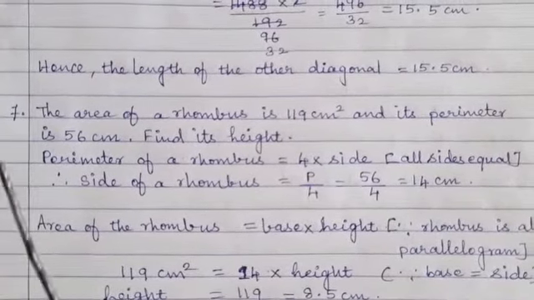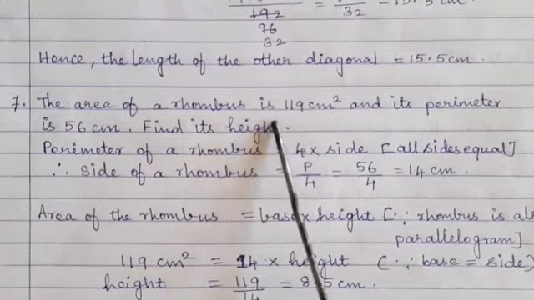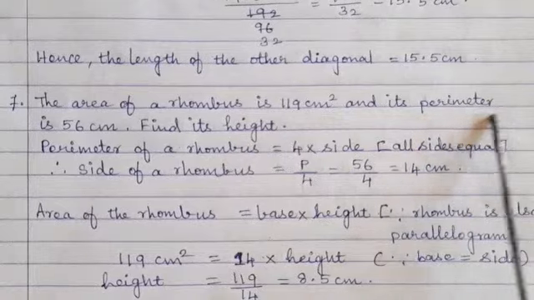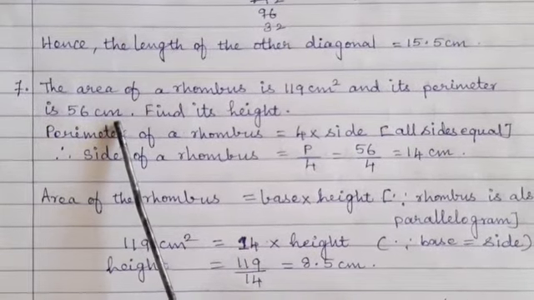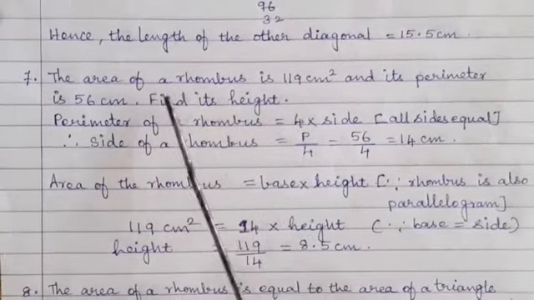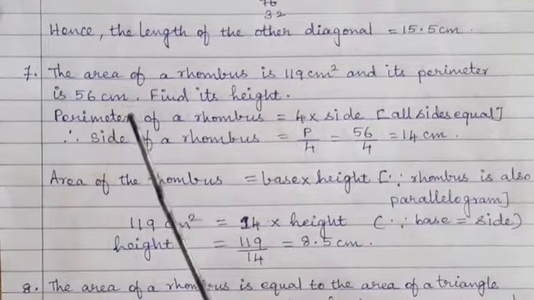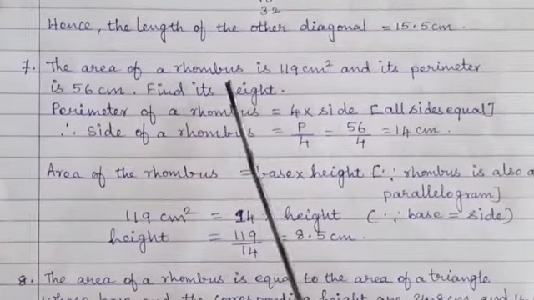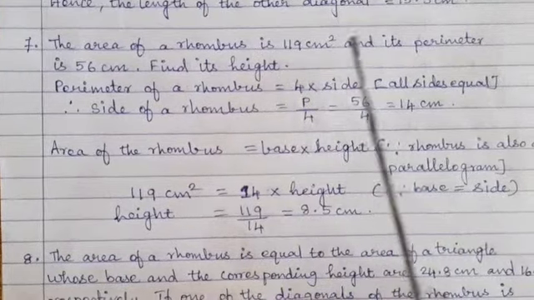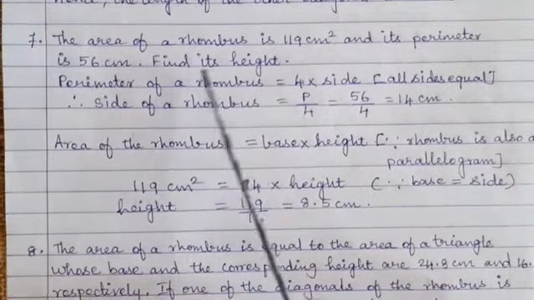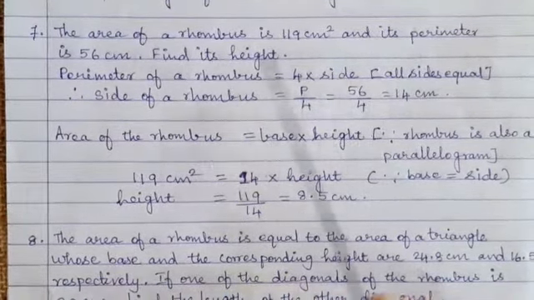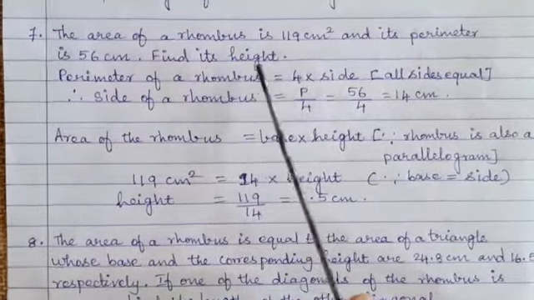Question number 7. The area of a rhombus is 119 centimeter square and its perimeter is 56 centimeter. Find its height. What is given in the question? Area is given and perimeter is given. So to find out the height, we need base into height. Base, how will you find out? Perimeter is sum of all the sides of the rhombus. So first we have to find the side of the rhombus, then we will calculate its height.